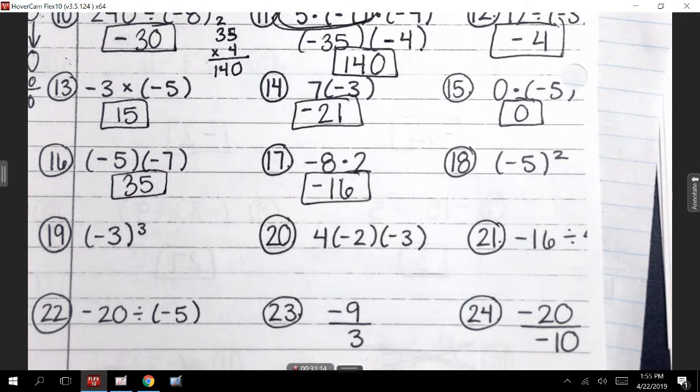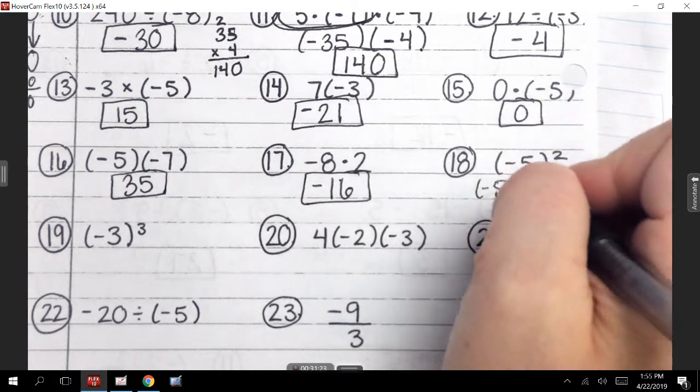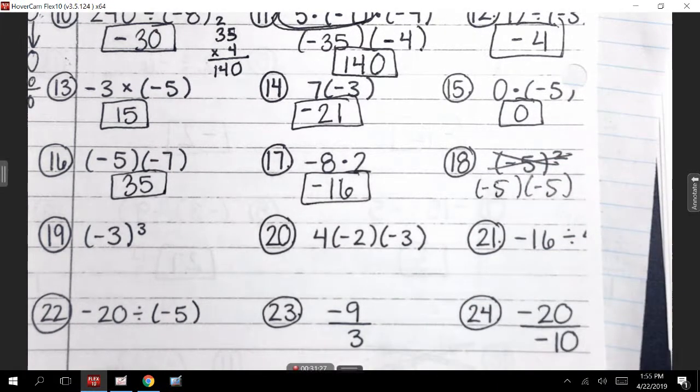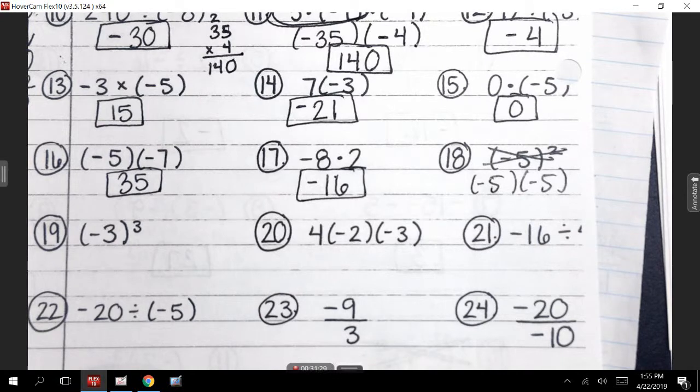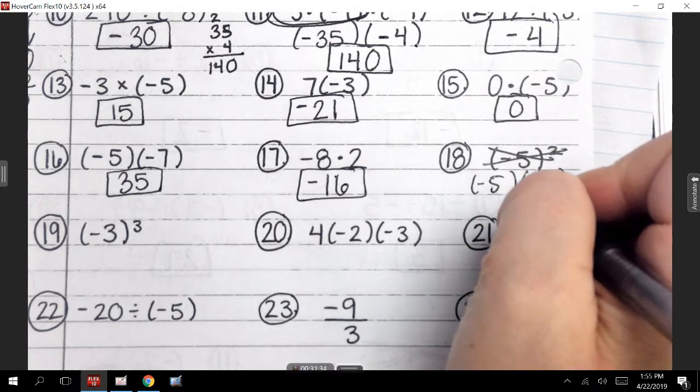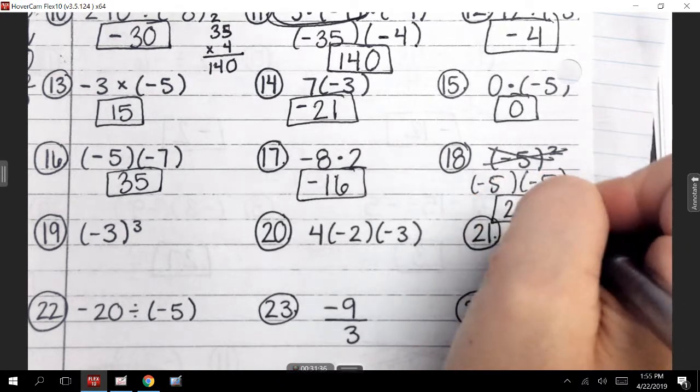Sarah, on number 18, before I just get my answer, how do I need to rewrite number 18? Right, negative 5 twice. Excellent job. So that's my new problem. And Sarah, is that going to give me a positive or a negative? A positive and 5 times 5? Not adding, times 25. Very good.